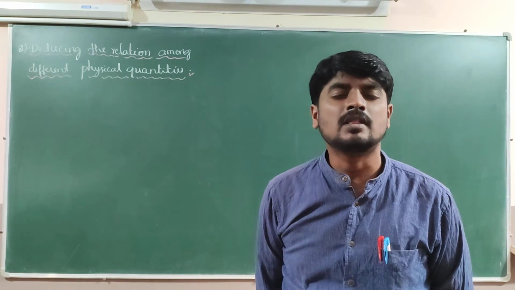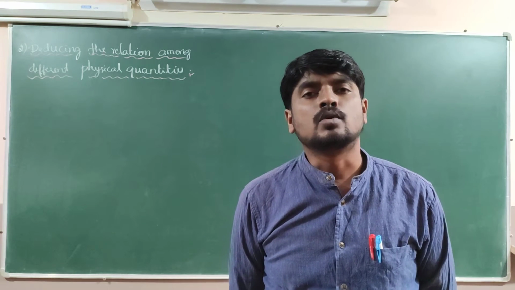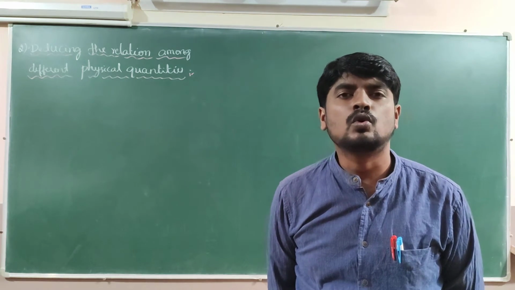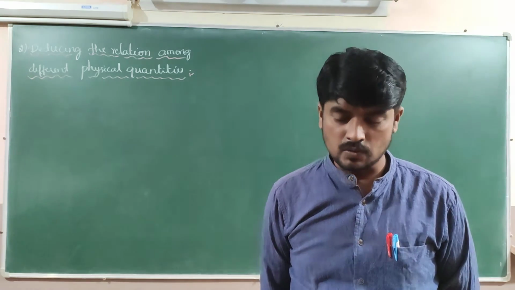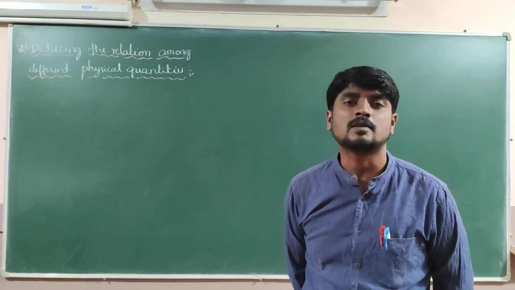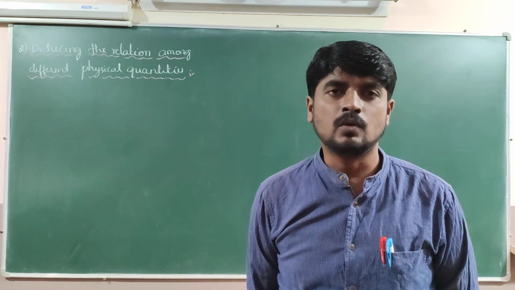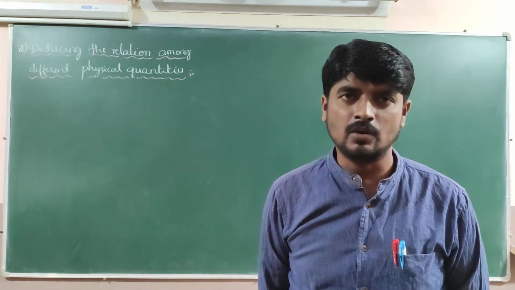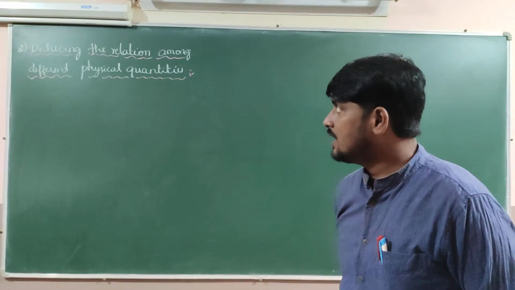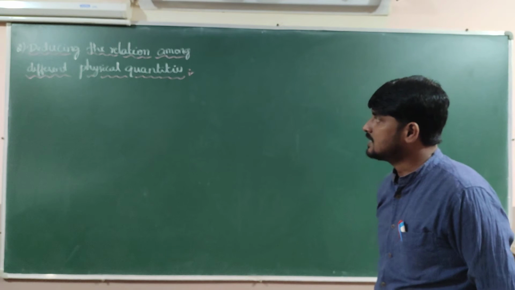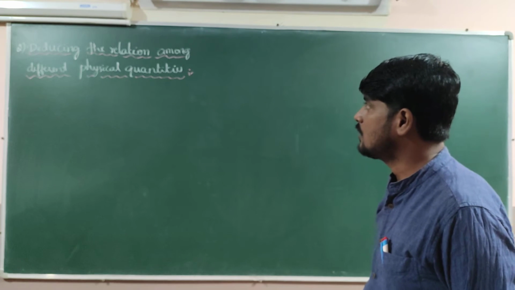So we saw three important equations: s equal to ut plus half at square, v equal to u plus at, and v square equal to u square plus 2as. Three things we have understood. I suppose you solved the third one, given as homework. And today we are going to understand the next application, that is reducing the relation among the different physical quantities.